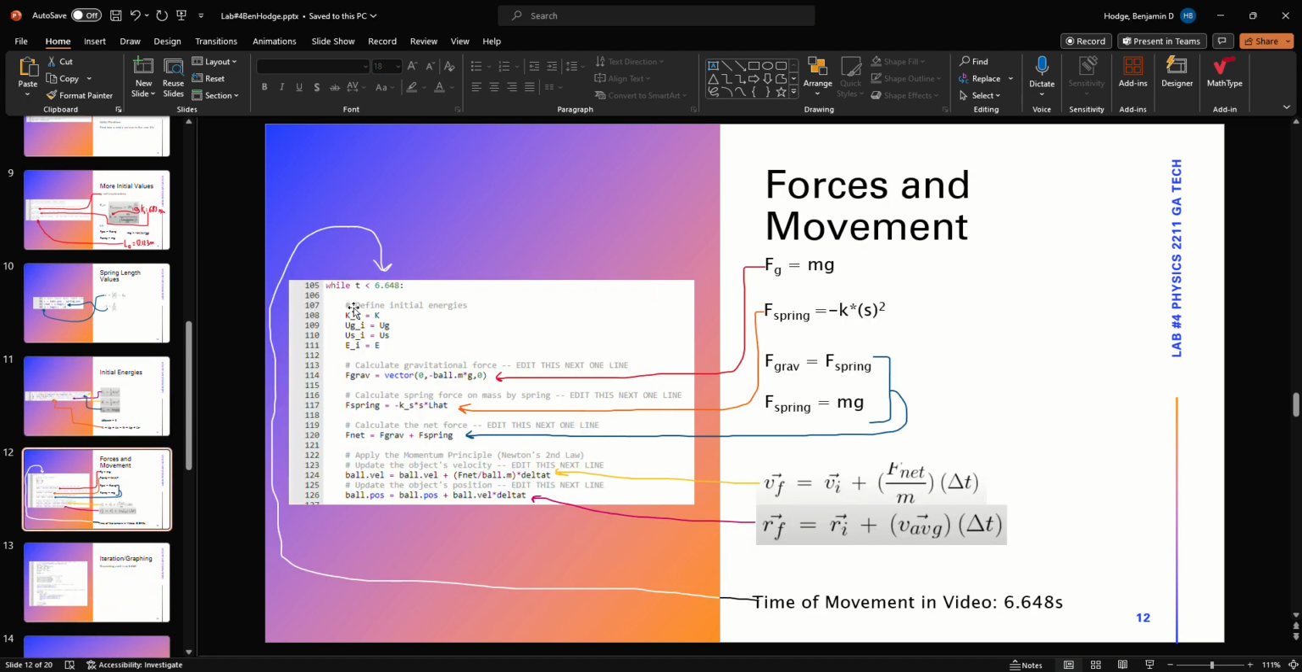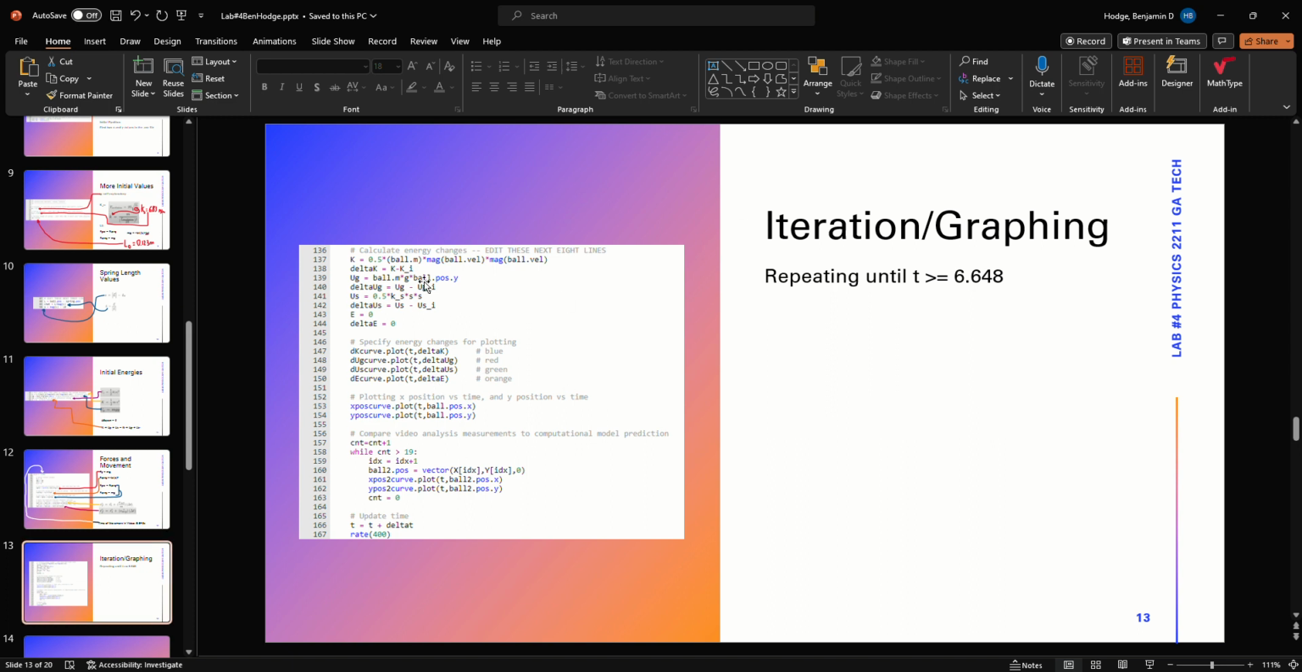Forces of movement. Our time is 6.648 seconds, as calculated in the video for how long it was moving. This is just an iteration loop where our initial values are what we calculated here. Then our gravitational force is as such, our spring force is as such, and adding them together gives Fnet. We can plug that into our commonly used velocity update and position update formulas to get movement of the ball on the spring. And this is just our iteration where you can see that we're calculating the kinetic and two different potential energies and then graphing them.